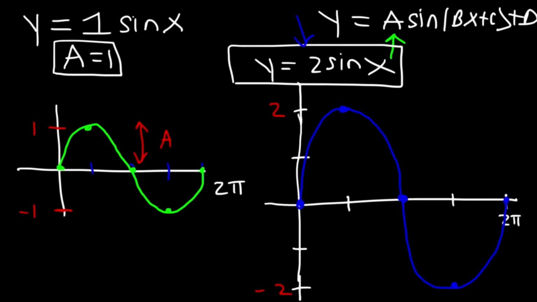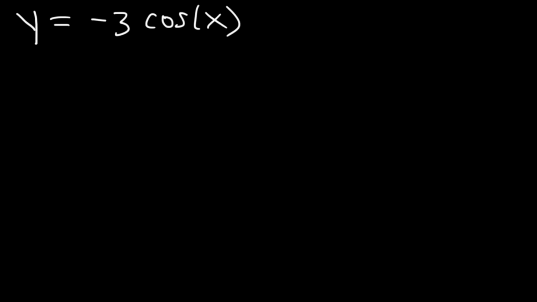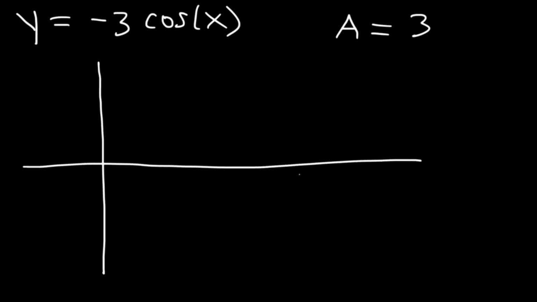Consider the equation y is equal to -3 cosine x. What is the amplitude of this function? The amplitude is always a positive number, so you ignore the negative sign, and it's going to be 3. The amplitude is the absolute value of a, the number in front of cosine. Now let's go ahead and graph it. Let's plot one period. So let's break it up into 5 points, or 4 intervals.